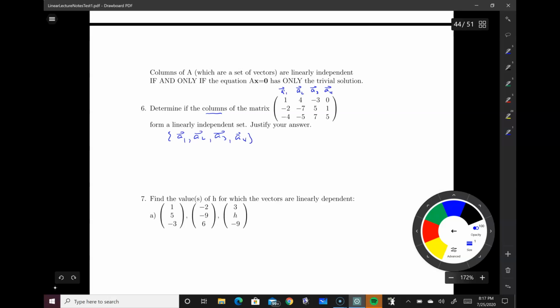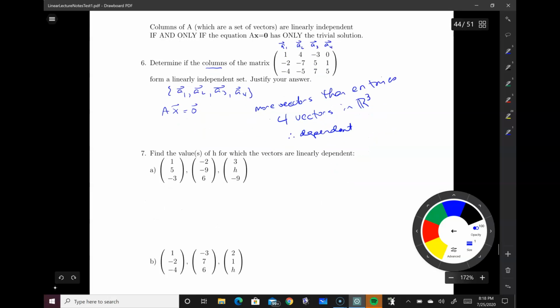So I could set up the homogeneous equation of Ax equals 0, or I could stop and think, wait a minute, I see that there are more vectors than entries. So I have 4 vectors in R3. So that means for sure I have a dependent relationship.